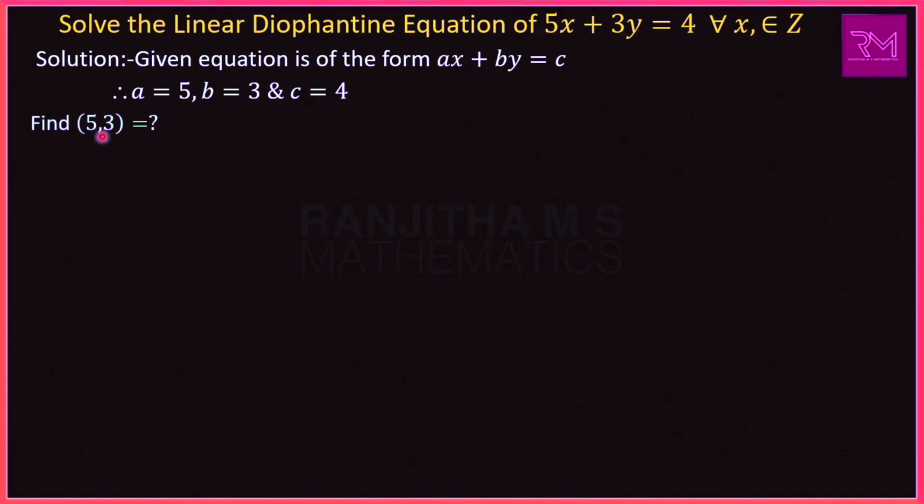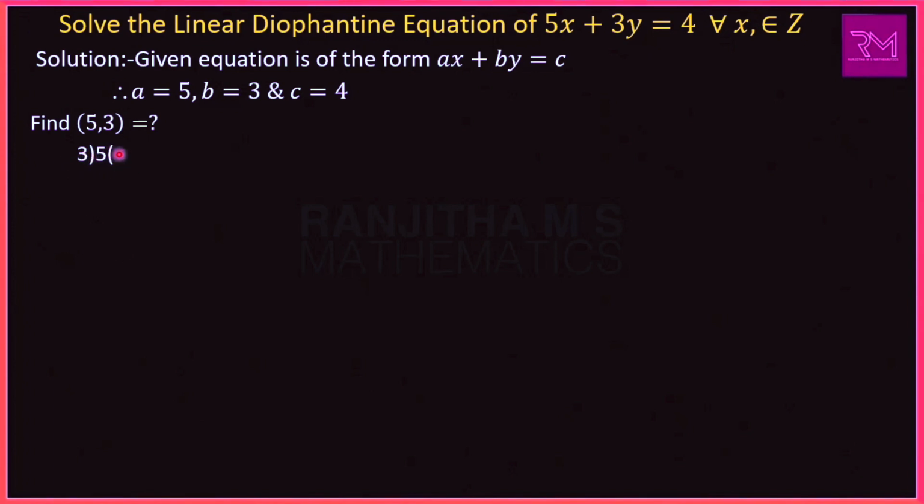Next we have to find the GCD of a, b, that is 5 and 3. We have to find the GCD of 5 and 3. Here we have to divide 5 by 3. Here 5 is the dividend and 3 is the divisor. Here we have to find the quotient value.